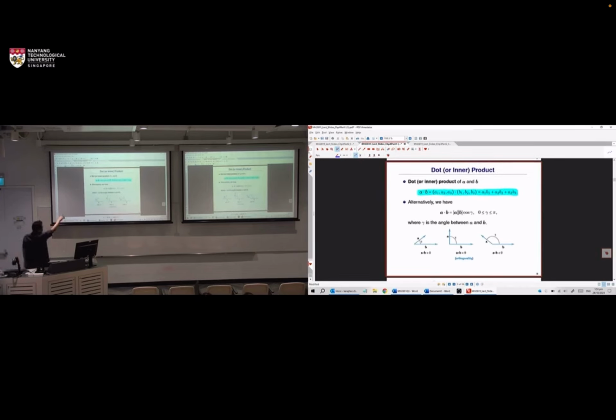There's also another formula for the dot product. A dot B is the length of A multiplied by the length of B times cosine theta, where theta is the angle between A and B. The cosine of the angle determines positive or negative. When A dot B is positive, it means an acute angle. A dot B is 0 when the angle is 90 degrees. And A dot B less than 0 means obtuse.